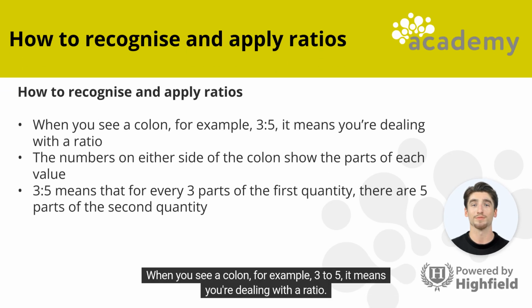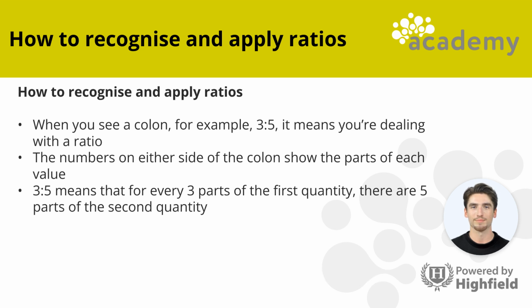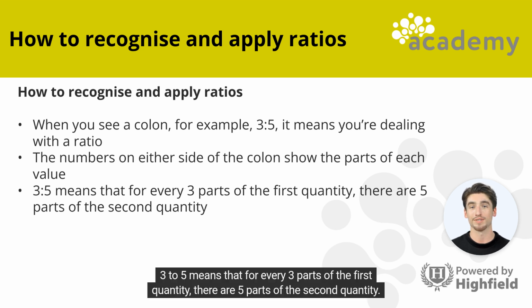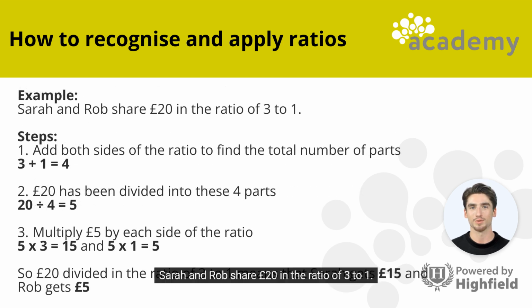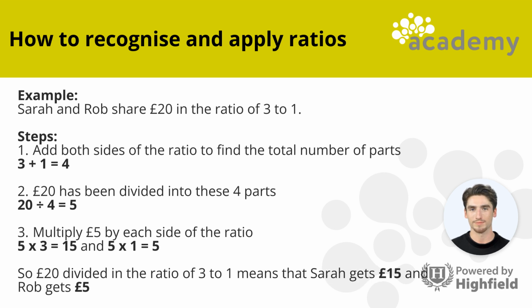When you see a colon, for example, 3 to 5, it means you're dealing with a ratio. The numbers on either side of the colon show the parts of each value. 3 to 5 means that for every 3 parts of the first quantity, there are 5 parts of the second quantity. Here's an example. Sarah and Rob share £20 in the ratio of 3 to 1.